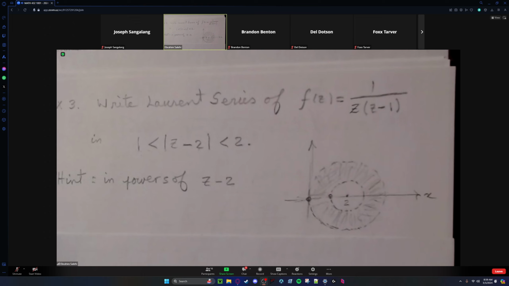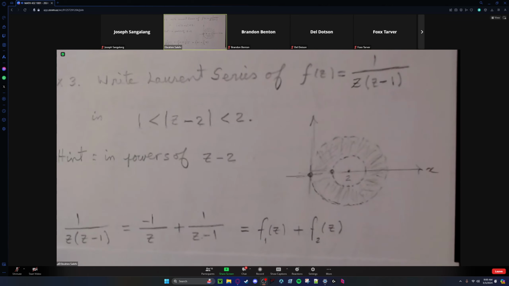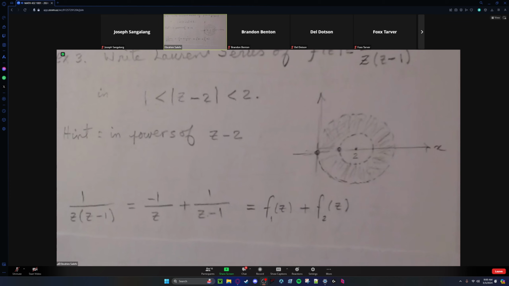Be careful. We want it in powers of z minus 2. Well, it would be nice if we can do partial fractions. Okay, here is the partial fraction.